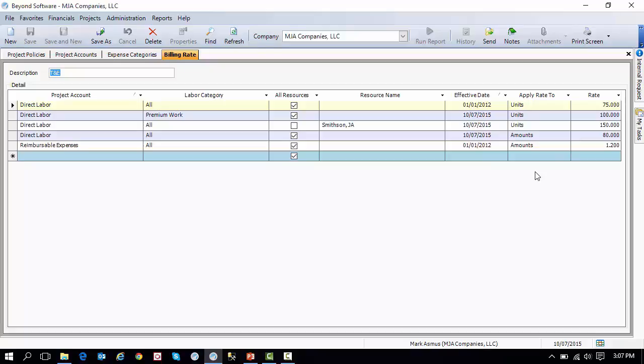The rates do have effective dates, so you can keep a whole history of your rates as they may change. You can also override rates for specific labor categories, or you can override rates for specific resources right in the screen. Say if a particular resource or a particular labor category demands a different billable rate. These billing rates are later attached to a project on a project-by-project basis, again giving you control to allow one project to behave differently than another project in terms of billing.